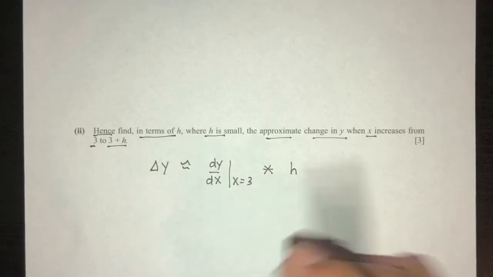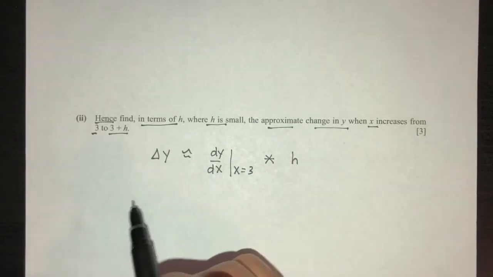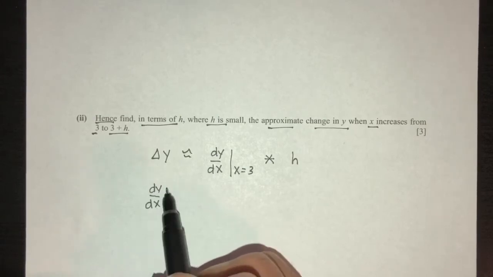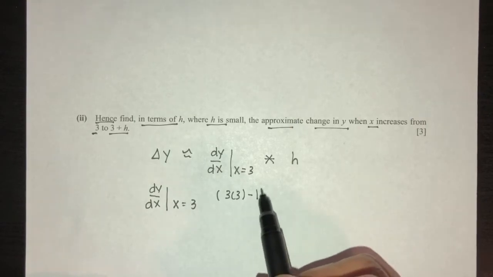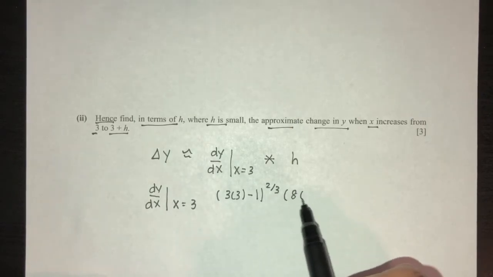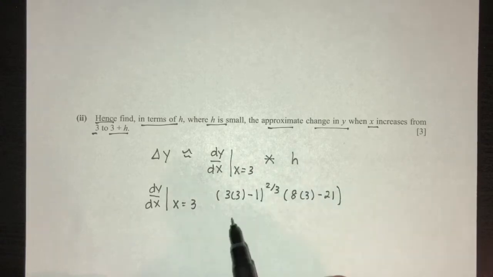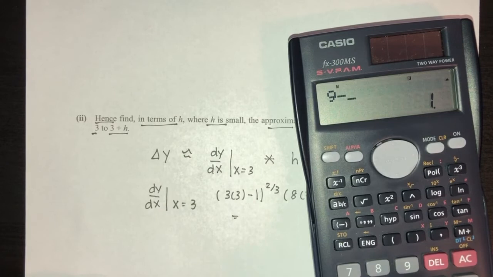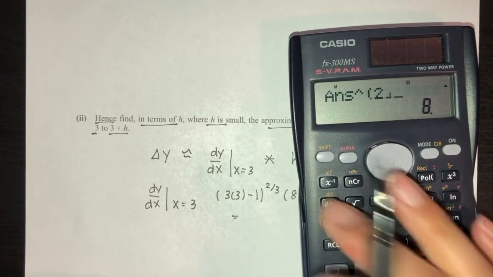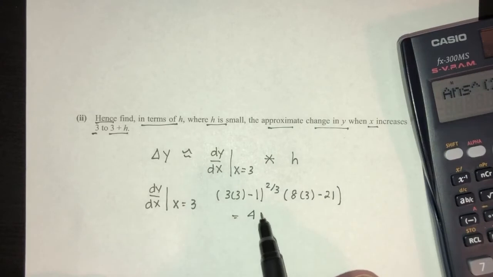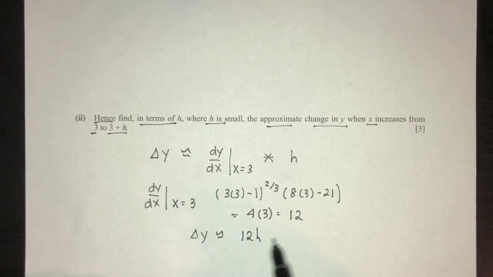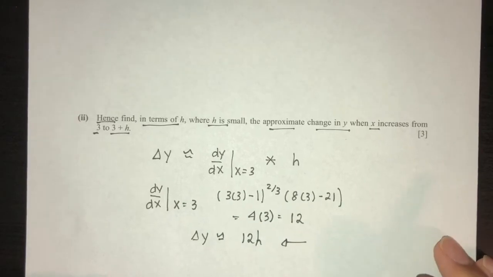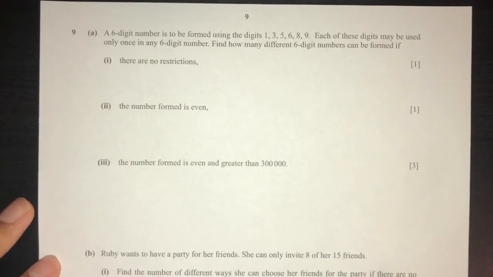So let's find this. What is dy/dx when x is equal to 3? So dy/dx when x is equal to 3 will be (3 times 3 minus 1)^(2/3). Then we have 8 times 3 minus 21. That is (9 minus 1)^(2/3). That is 4 times 3. That is 12. So basically, the approximate change in y will be 12h. And this is your answer for part 2 of question number 8. Move on to question number 9.